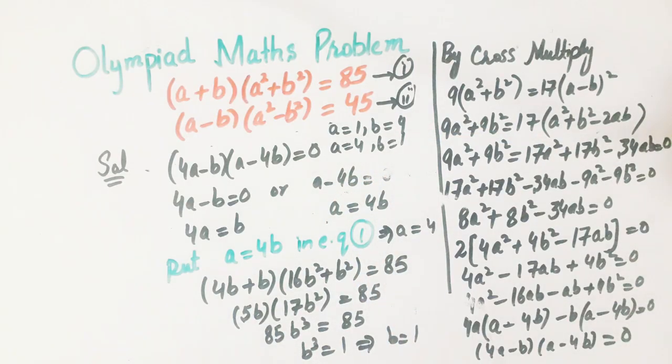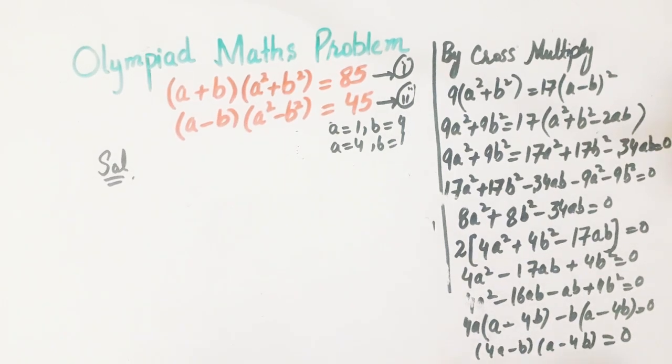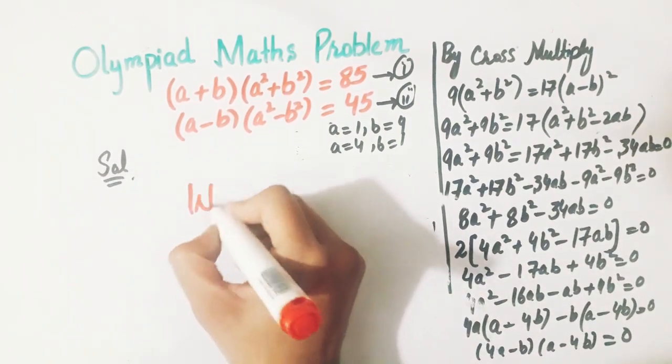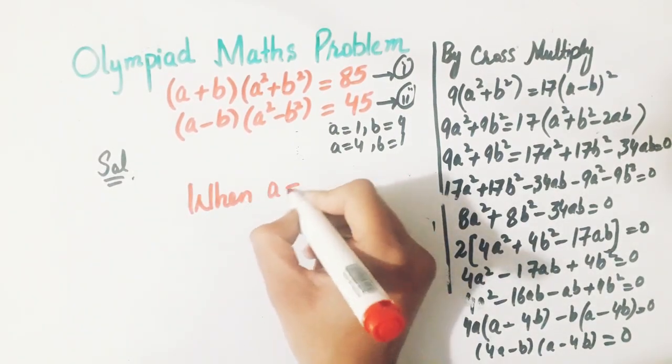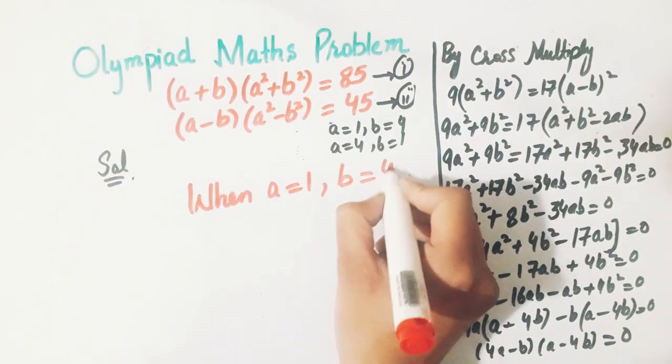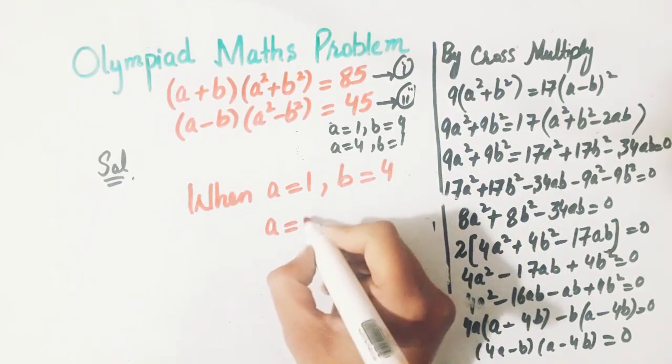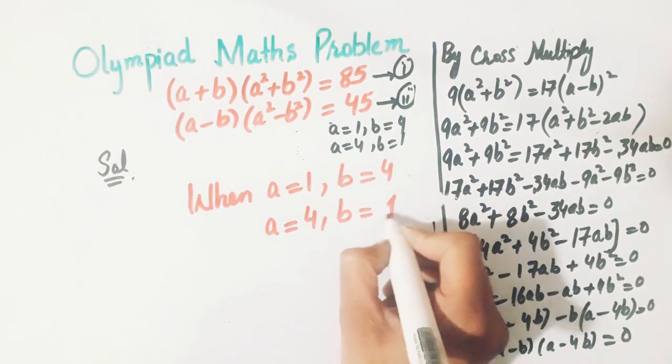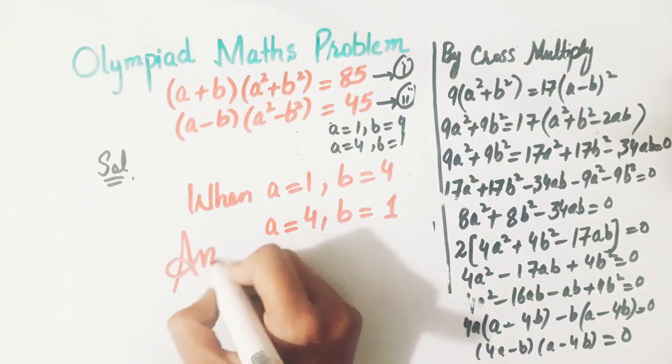So these are the final answers. We will write the solution here. When a is 1, b is 4, and when a is 4, b is 1. So this is the final answer.